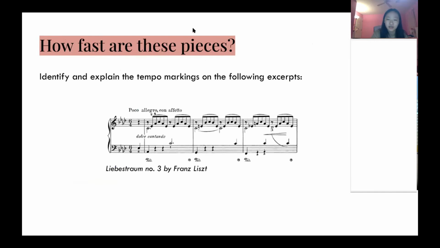Okay, so we're just going to do some piece analysis. This isn't the musical analysis, but yeah. And these are all by romantic composers, which we're going to be learning about in about 3 minutes. Okay, so I'll call on someone for this. Identify and explain the tempo marking on this excerpt.